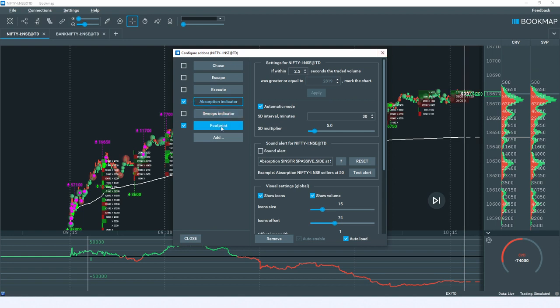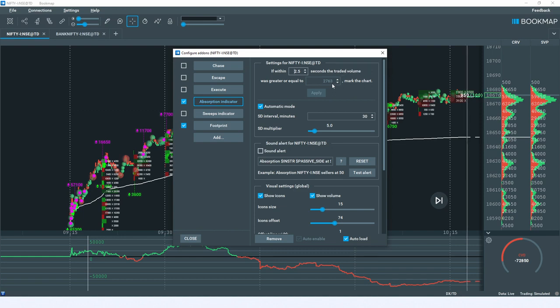Once I enabled it, let me explain what exactly the absorption indicator is in simple words. You can see the condition over here. If within 2.5 seconds, which is the default setting, I haven't changed anything over here, 2819 orders got executed, then identify it as an absorption. So this is the condition.